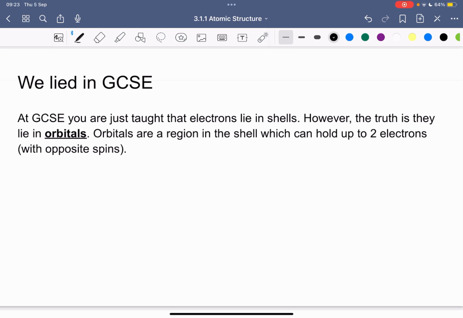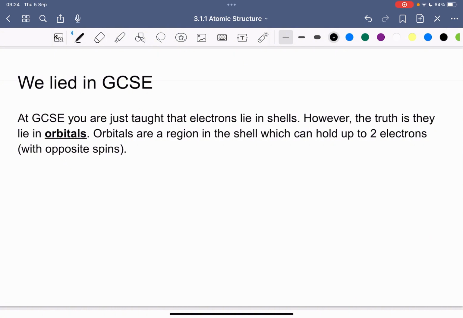Alright, in this video I'm going to go through electron configuration. At GCSE you were given an oversimplified structure of the atom, and the reason you were taught that structure is because that's all you needed at the time. Now we focus a bit more on the electron configuration, and we learn about something called orbitals.